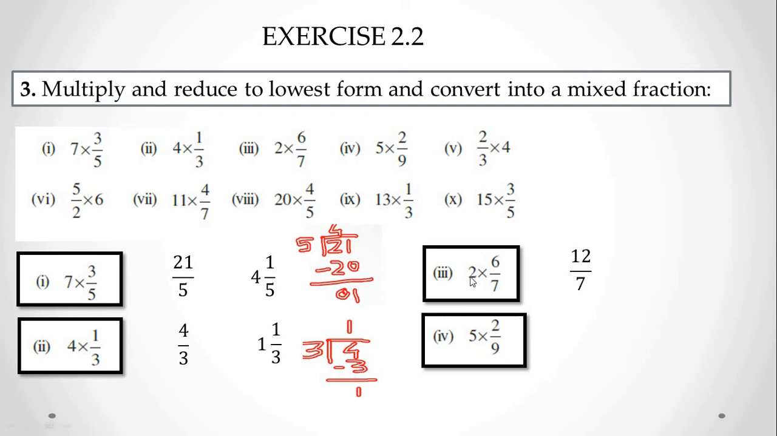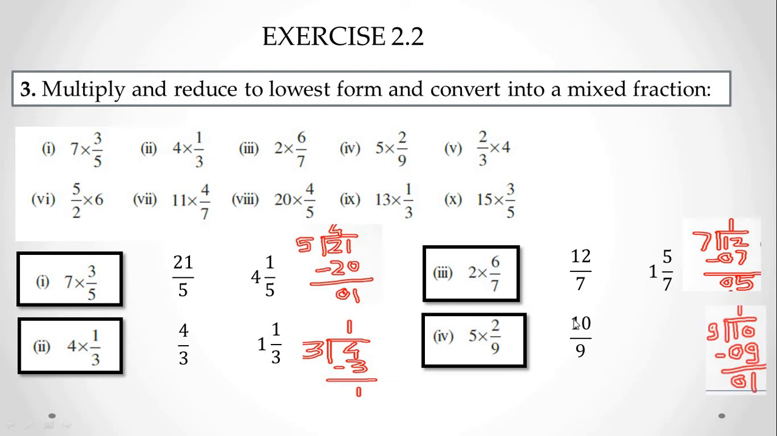Here it is 6 into 2, 12 upon 7. So you divide 12 by 7, and the quotient will be 1 because 7 into 1 is 7. The remainder will be 5. So it is 1 5 upon 7. Next one is 5 into 2 is 10, 10 upon 9. It means 10 divided by 9. 9 into 1 is 9. The remainder will be 1. So the answer is 1 1 upon 9.